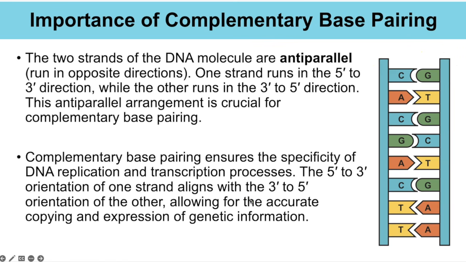Now the complementary base pairing is important because it ensures the specificity of DNA replication and transcription processes. The 5' to 3' orientation of one strand will align with the 3' to 5' of the other one, and it allows the accurate copying and therefore the accurate expression of genetic information, which means that you have your correct DNA base sequence, which will then code for the correct amino acid sequence.